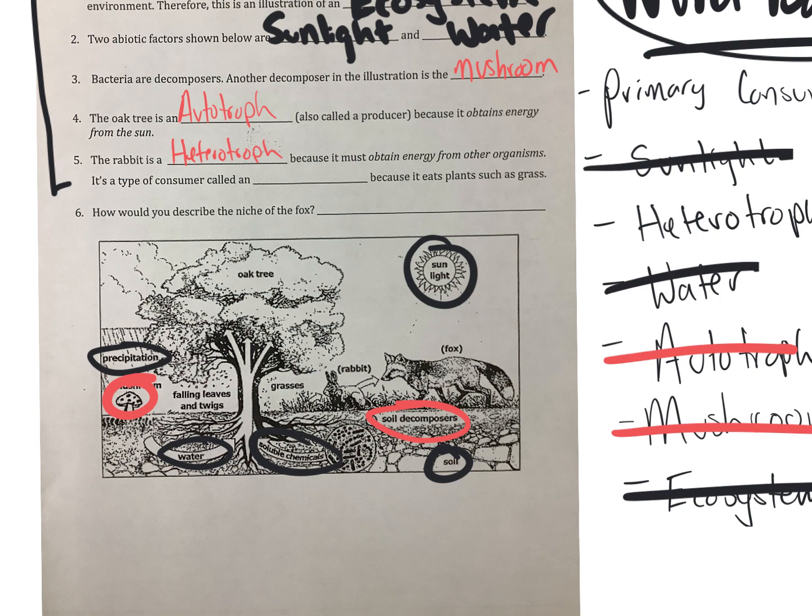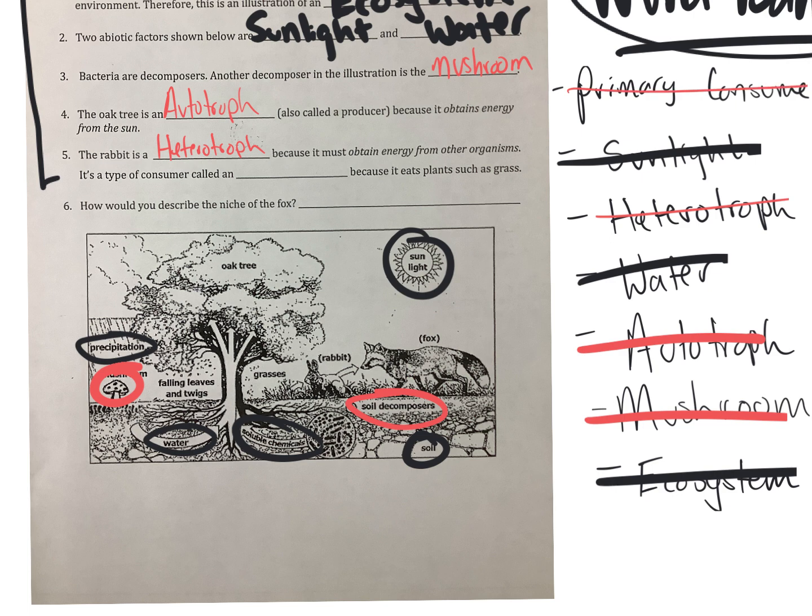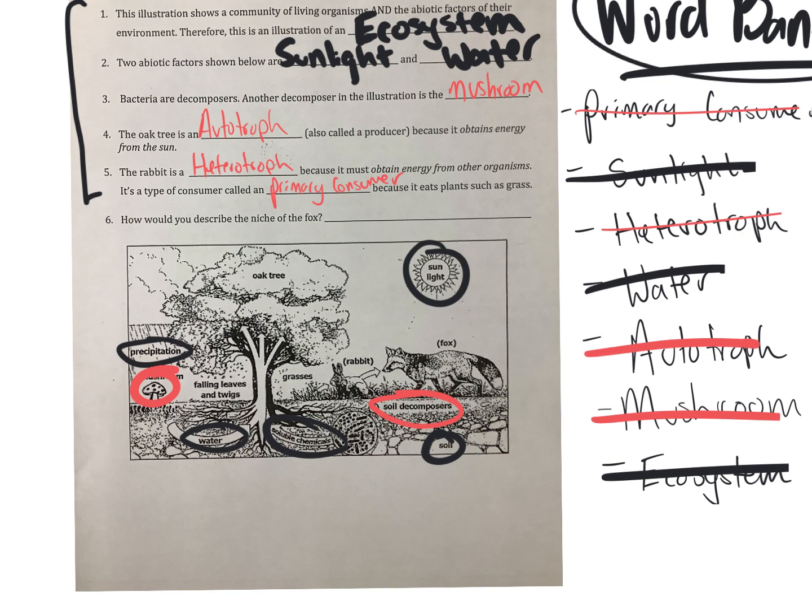And then the second part of 5 is it's a type of consumer called a primary consumer. Primary consumer. Because it eats plants such as grass. And the reason scientists call it primary consumer is because grass and plants are considered primary. And since the rabbit is consuming those primary sources, then it's going to be a primary consumer.